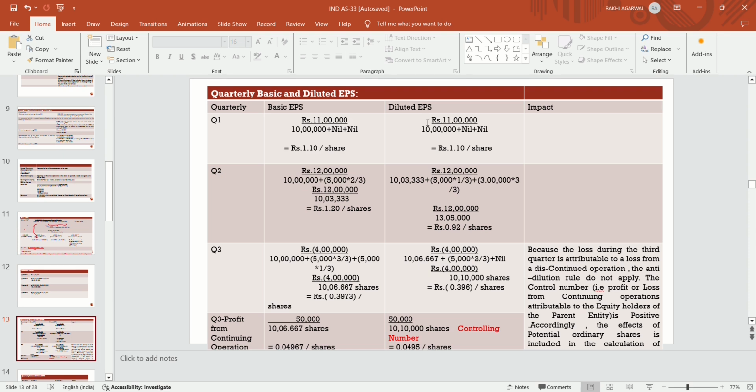In case of diluted EPS, the same calculation, because the dilution effects are not given in the denominator because they do not fulfill the condition. So 11 lakhs divided by 10 lakhs, so it becomes 1.10 per share.